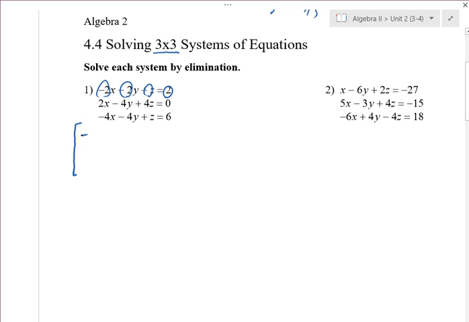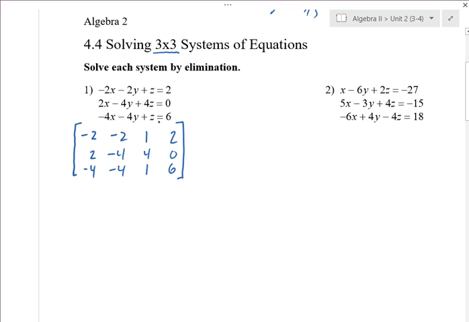So we're going to just go across and put -2, -2, 1, and 2 for the first equation. Those are the coefficients of x, y, z, and then the constant that's on the right side of the equal sign. And then the next one would be 2, -4, 4, 0. And then the last one would be -4, -4, 1, 6.